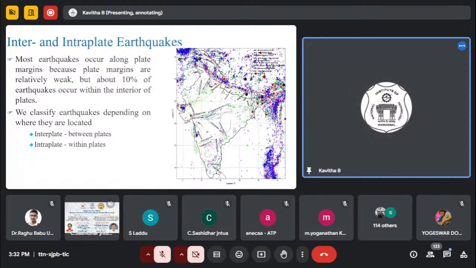So you are getting more events, and also the events are having more depth as well as more magnitude. This is the difference between interplate and intraplate earthquakes. Interplate is nothing but one plate hitting or moving against another plate. Intraplate is because of faults. Faults are nothing but pre-existing cracks. So these are the two types of earthquakes.